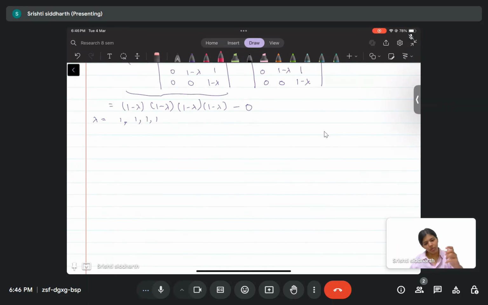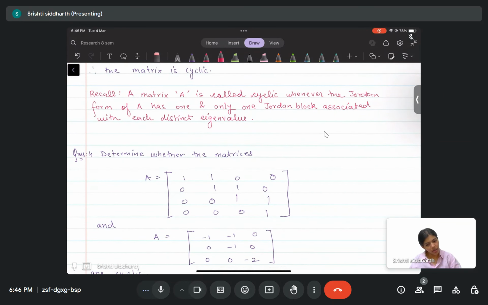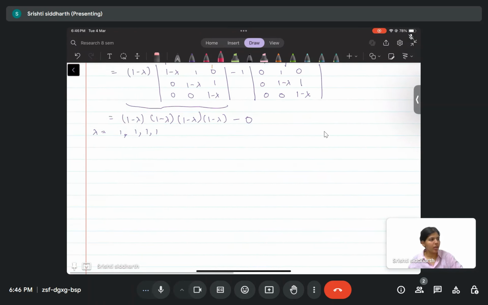So now, according to the above definition, the matrix A is not cyclic, right? Because the Jordan form should only have one Jordan block associated with each distinct eigenvalue. More than one block implies that the matrix A is not cyclic. You can also find this out using the geometric multiplicity approach.